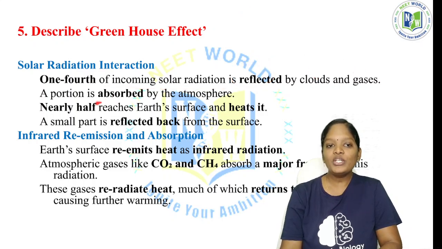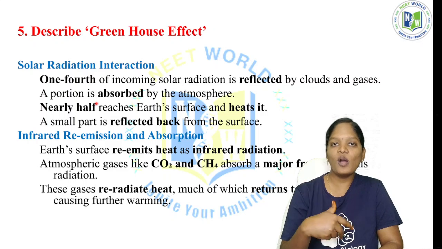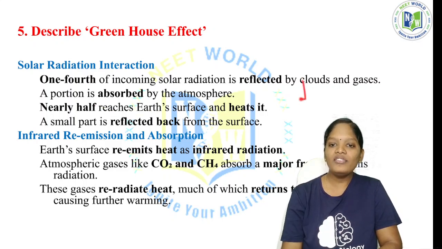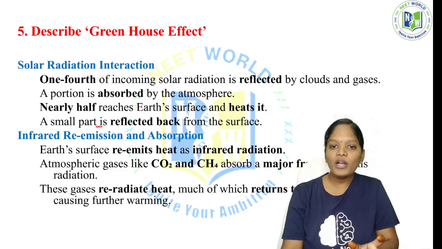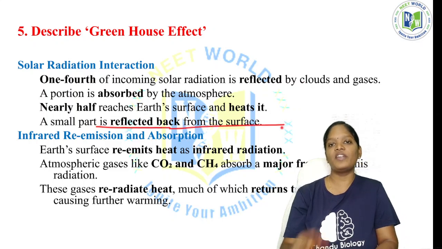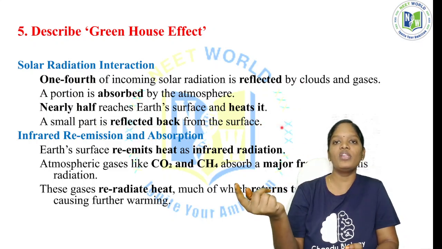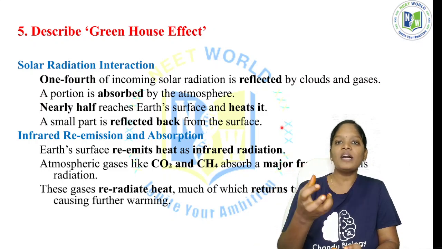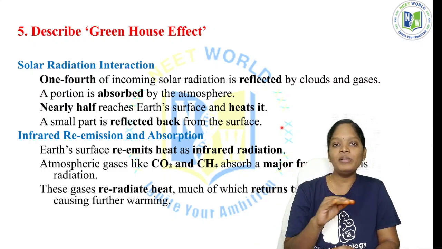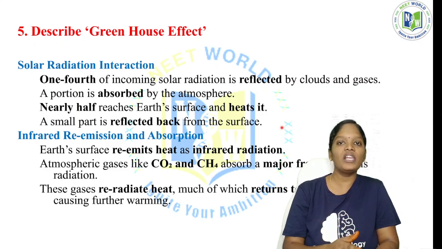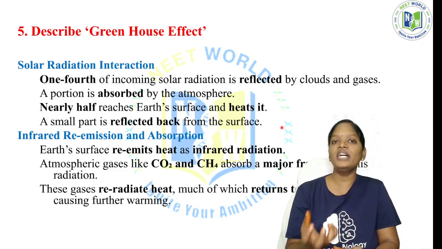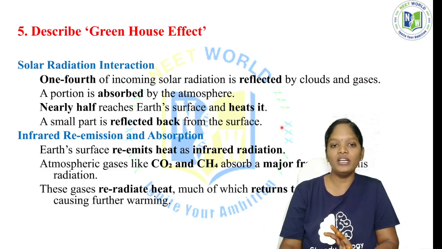Now, some portion will be absorbed by the atmosphere. Nearly half of the solar rays will be reaching the Earth's surface and it makes heat. Now, a small part is reflected back from the surface. Some of the incoming solar rays get reflected back, some will be absorbed, and some will be reaching the Earth's surface. This results in the heating of the Earth. So this is the incoming solar radiation interaction with the Earth.